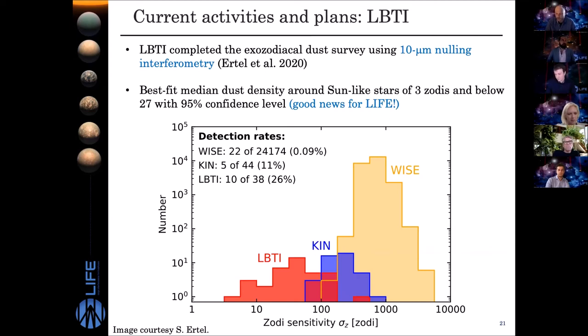From the ground, with the first generation nulling instrument, the Keck Nuller in blue, removing the starlight from the data, you can gain one order of magnitude on the measurement, so more or less 100 zodi sensitivity. And then the new generation nulling instrument, the LBTI, goes even further with another order of magnitude in the detection. So by really removing the starlight, we can improve the quality and the contrast that we can achieve in the habitable zone, even being on the ground compared to space in this case.